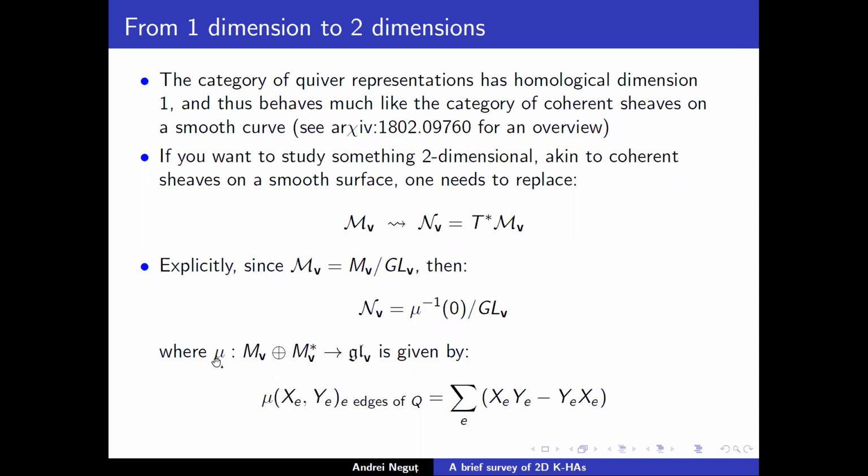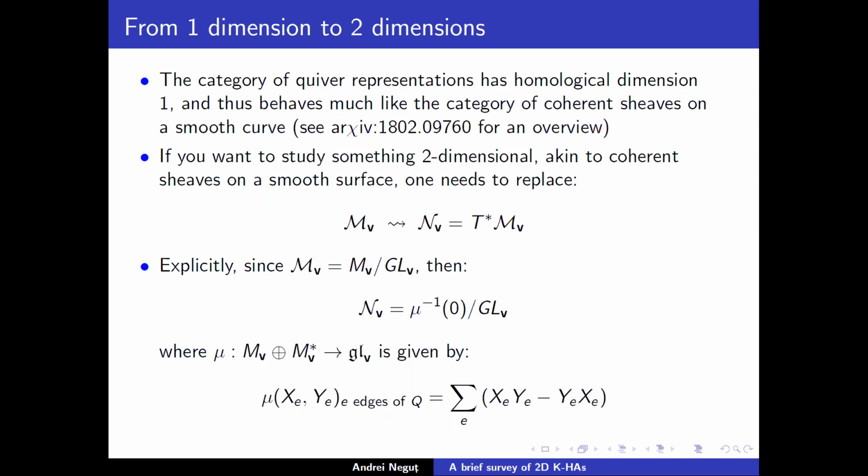And then you can define this quadratic map mu. It's quadratic because it's defined on an affine space, and in terms of the X and Y coordinates, it's given by this commutator over here. It takes values in the endomorphisms of the vector spaces in question. So for a quiver representation, you had a vector space VI at each vertex. GLV is just the direct sum of the endomorphism rings of these VIs, and the commutator over here naturally lives in GLV. So all I'm saying is take the pre-image of 0 under this map.